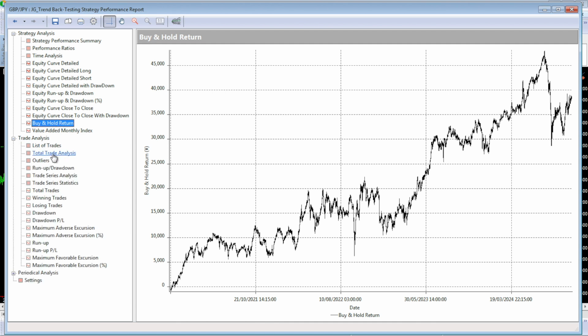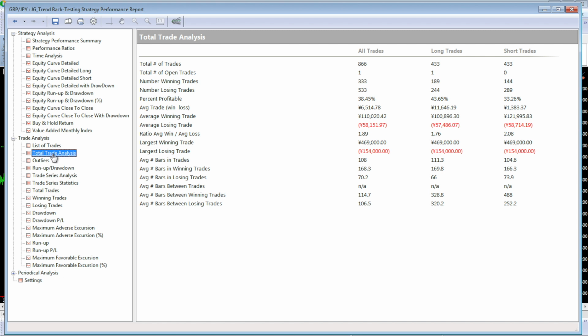Looking at the total trade analysis in that almost 4 years worth of data, we've had 866 trades, percent profitable 38%. It's a trend following strategy. They're very rarely more than 50% profitable, and the average trade is 6.5 pips. We can see we've got a largest losing trade there, which is our stop loss value, 154,000 yen. It's 150,000 for the stop loss plus 4 pips worth of trading costs, which we've got in there, which equates to the extra 4,000.